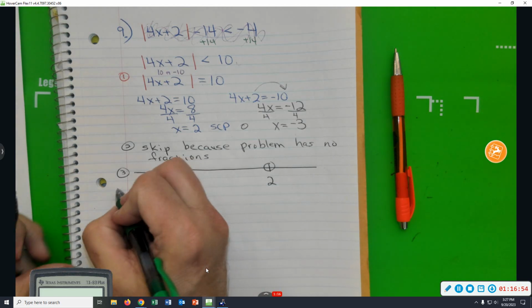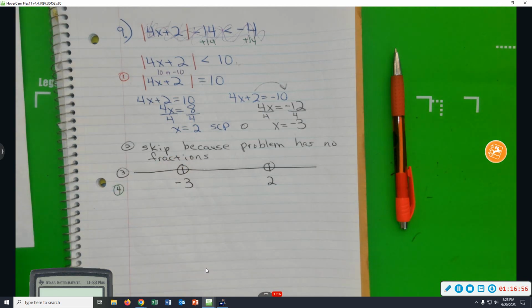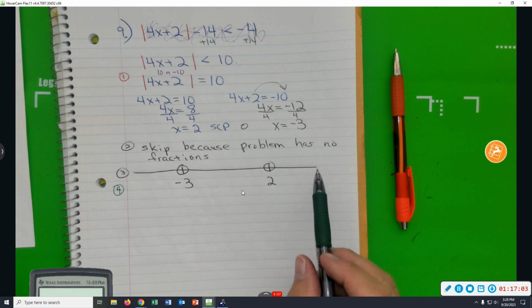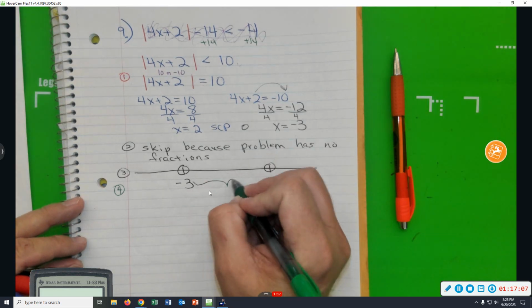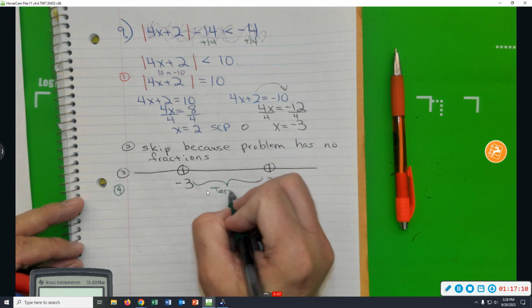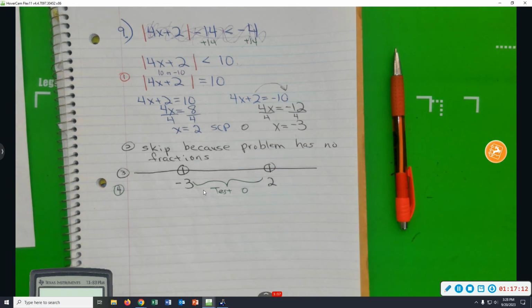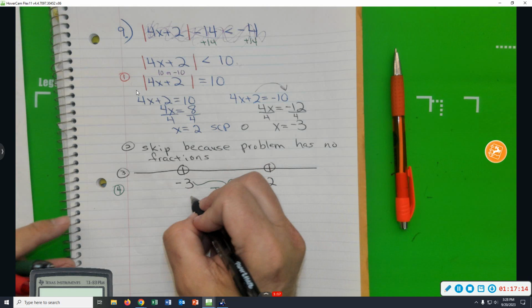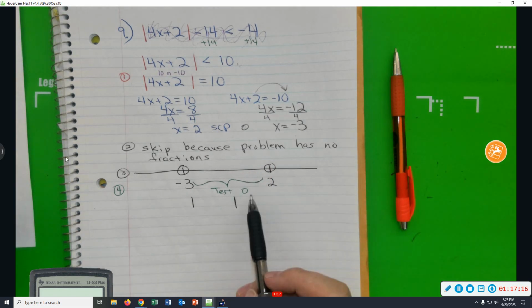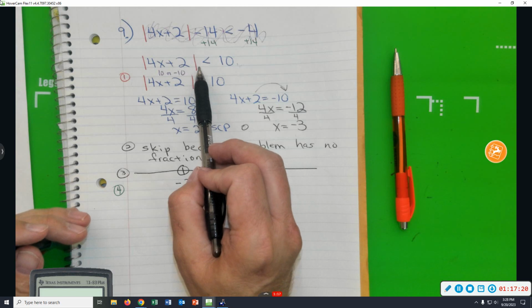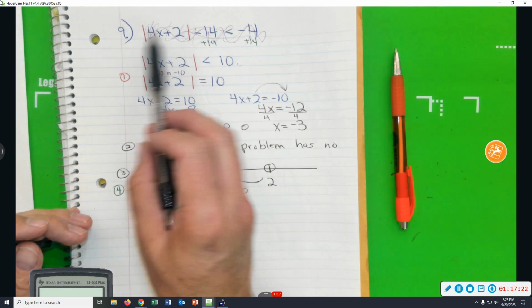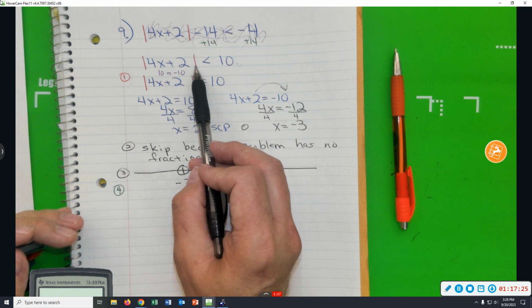So step number 4. What number do y'all think I'll test? 0. Which interval contains 0? Interval 1, 2, or 3? 2. It's between negative 3 and positive 2. So we're testing this rewritten inequality. Remember I said mark that out. Use the one that was rewritten.